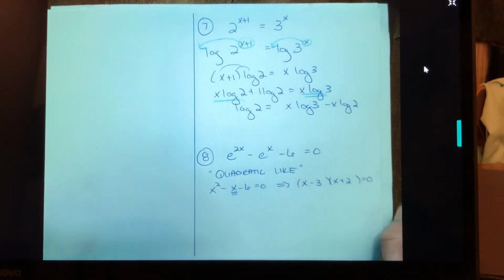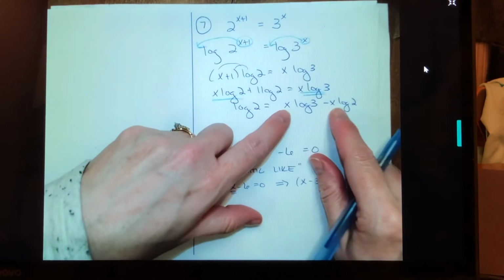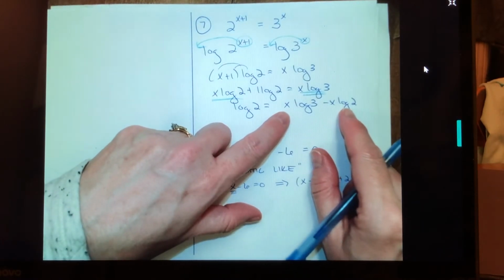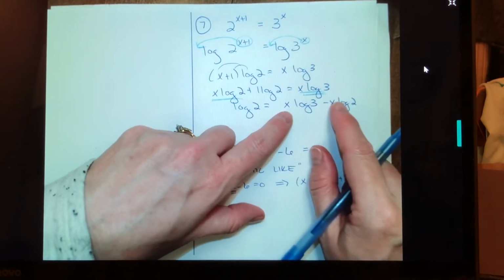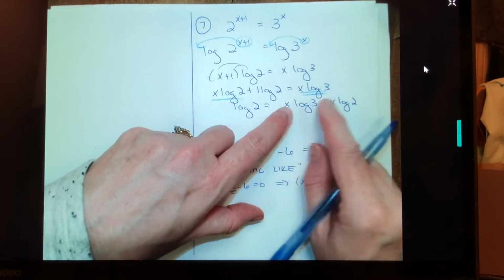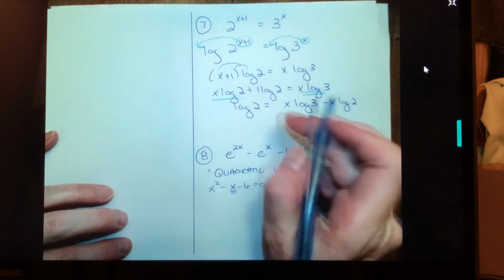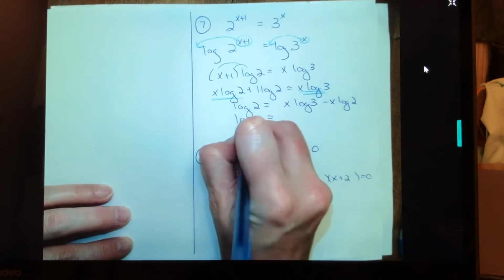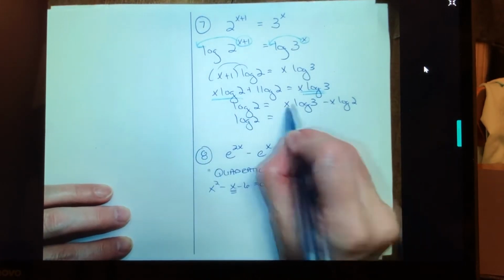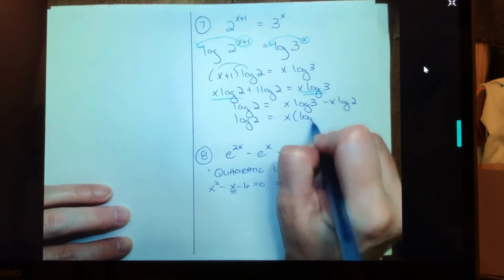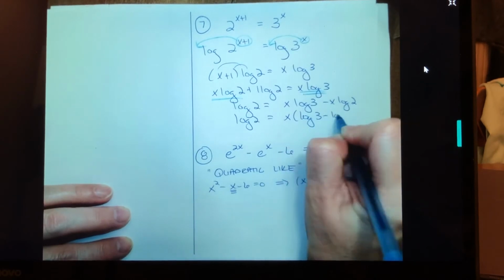Now, the reason that was a powerful tool is because now that I have only expressions that have x in it on this side, I can actually factor that x out as a GCF, and that will allow me to isolate it into a single location. So I have log 2 equals, if I factor that x out front, x times log of 3 minus log of 2.